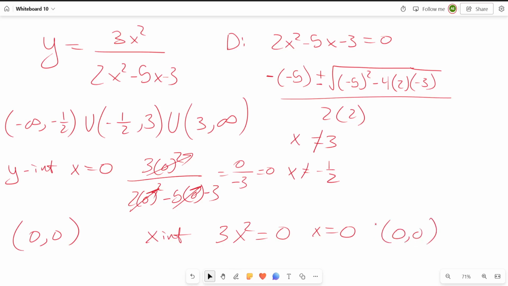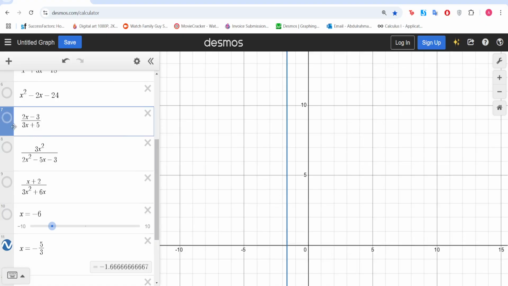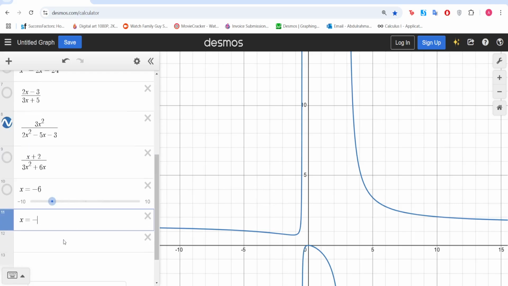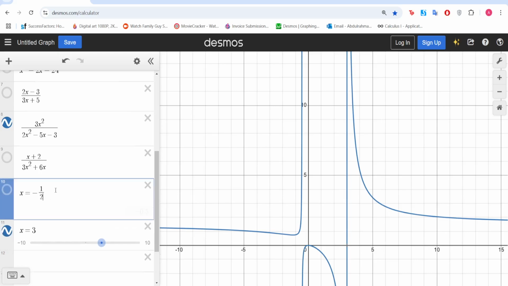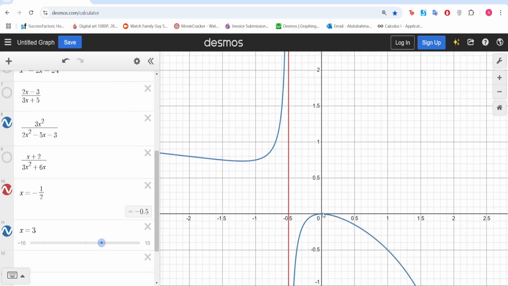So let's check our answer. Our domain is everything except 3 and negative half. So we'd expect a vertical asymptote at those locations. So x equals 3 will have an asymptote, and x equals negative half, we will have another asymptote, as you can see from the graph. And we calculated both intercepts at (0, 0).